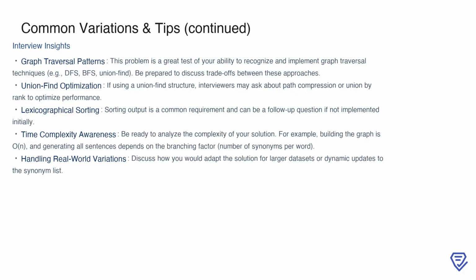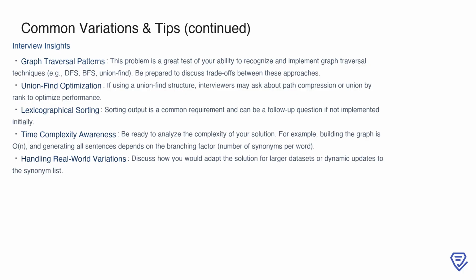This problem is also a great opportunity to showcase your understanding of key concepts during interviews. For example, it tests your ability to implement graph traversal techniques like depth-first search, breadth-first search, or even union find. You should be prepared to discuss the trade-offs between these approaches. If you use union find, interviewers may ask about optimizations like path compression or union by rank, which make the solution more efficient. Additionally, lexicographical sorting is often a follow-up question if it's not addressed in your initial implementation.